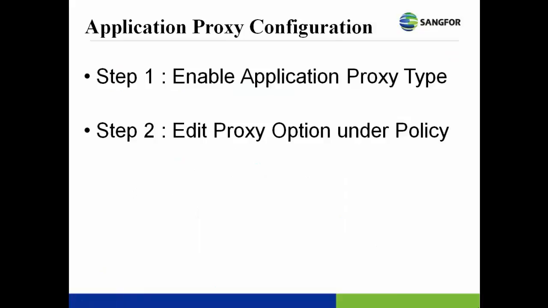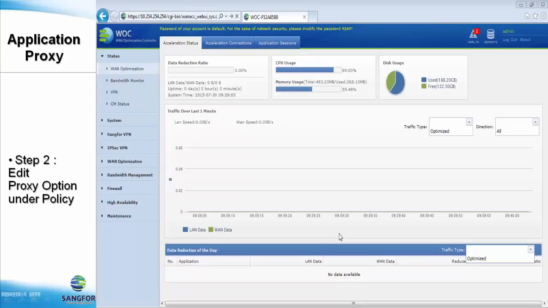Now we look at the basic steps required to set up the application proxy. There are 10 different application proxies supported in the WANO. The first step is to enable the different types of application proxy available in the WANO. After that, edit the policy and ensure the proxy is working in the acceleration. It's time for us to do some hands-on work. After we access the WANO UI, we can find the application proxy setting under WAN optimization.